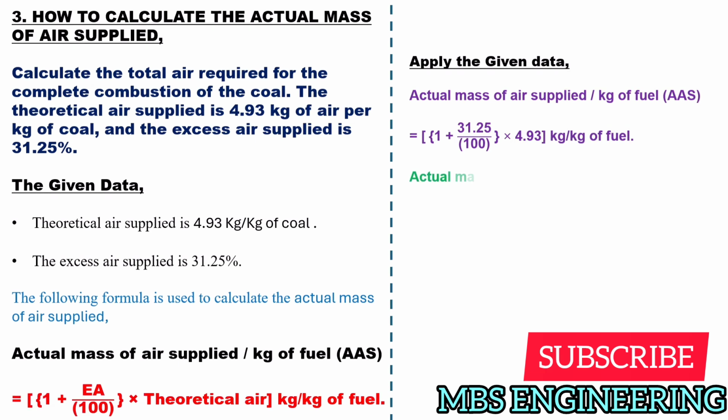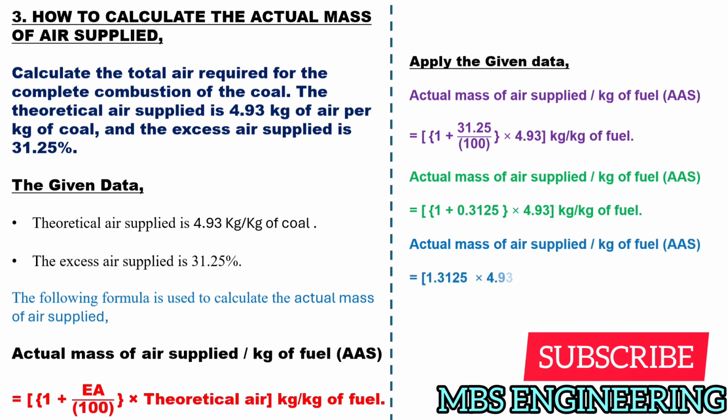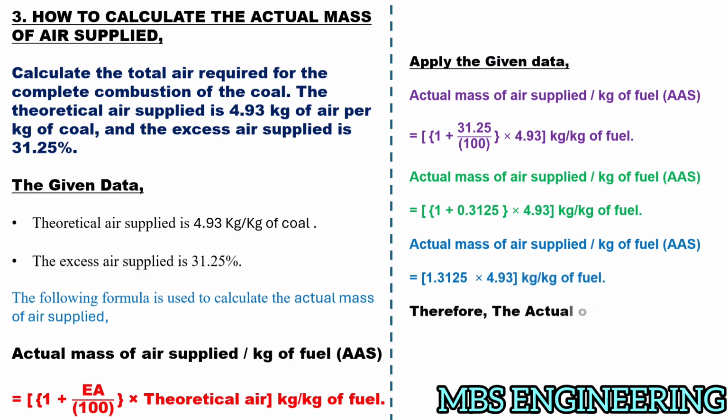Actual mass of air supplied, kilogram per kilogram of coal, AAS, is equal to 1 plus 0.3125, and then the obtained value is multiplied by 4.93. Its units are measured in kilograms per kilogram of coal. Actual mass of air supplied per kilogram of fuel, AAS, is equal to 1.3125 multiplied by 4.93 kilogram per kilogram of coal. Therefore, the actual or total mass of air supplied per kilogram of coal, AAS, is 6.4706 kilogram per kilogram of coal.